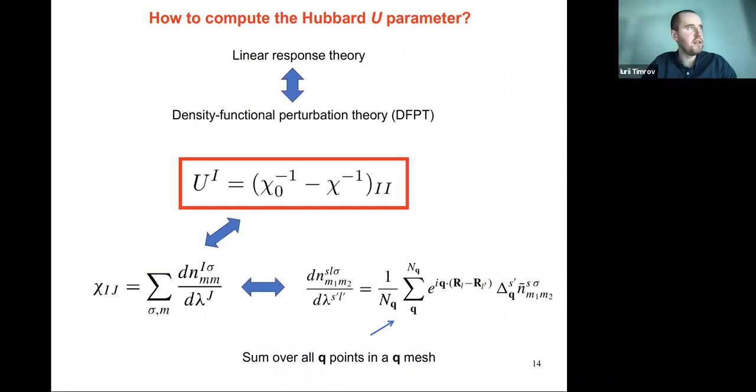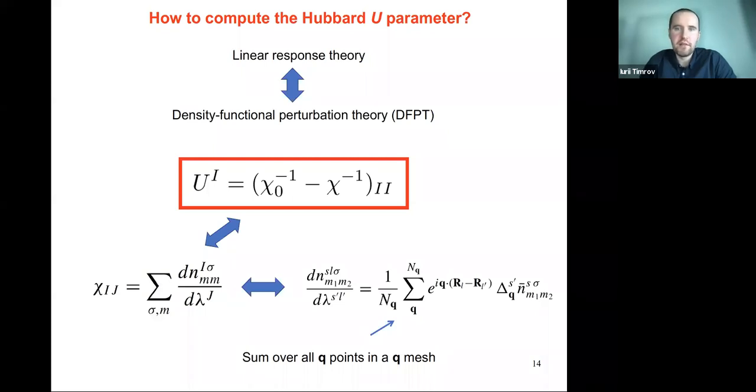So DFPT was created in the late 80s. The first paper was in 1987 for phonons. Then in 1991, a very extended Physical Review B paper by Professor Giannozzi, Professor Baroni, Stefano De Gironcoli, and Andrea Dal Corso, or maybe I'm wrong. And then there is a review paper in 2001, if I'm not wrong. But you will learn tomorrow about DFPT. This is a very powerful theory, and we use this intelligent idea also for this problem of computing the Hubbard U parameter.